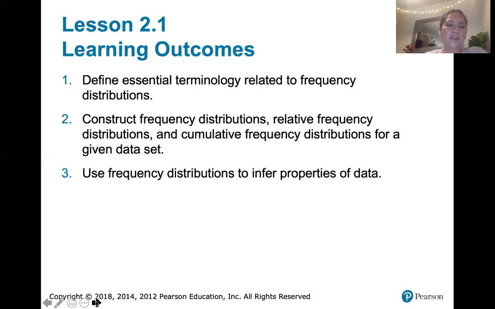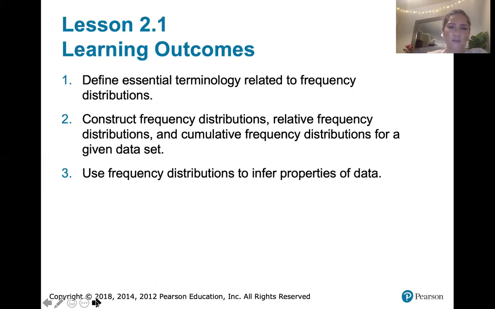And then lastly, we're going to use frequency distributions to infer properties of data. So if we have a frequency distribution and it has gaps in it, that might tell us something. Or if we have a frequency distribution and it follows a certain pattern, that might indicate that the data are normally distributed or have a normal distribution. If we look at frequency distributions of the digits themselves or the numbers themselves, that may tell us something about the original data set. And we can also use frequency distributions as a summary for particular types of data.